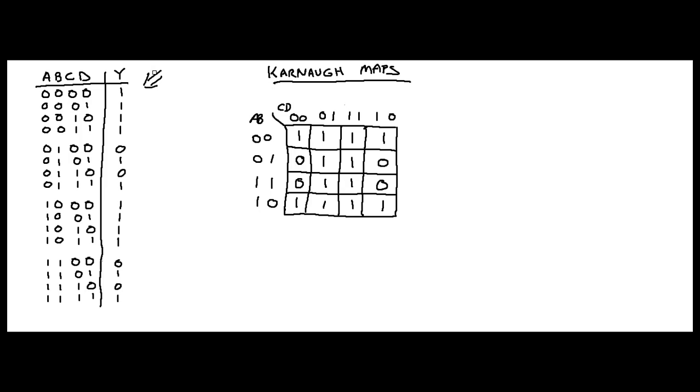So fantastic. Now we've gone through all 3 types of K-maps and how to fill them in from the truth table. Next, we're going to talk about grouping. See you soon.